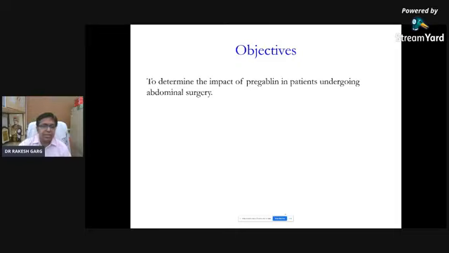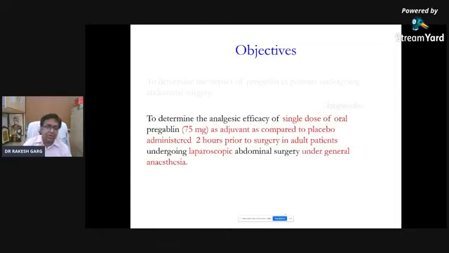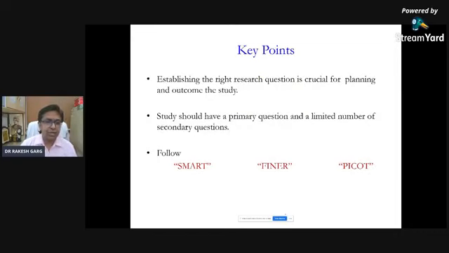Now, similar to the objectives, say we say they determine the impact of pregabalin in patients undergoing abdominal surgery. So this type of objective again will not be complete. It is imprecise. Probably a good objective here would be to determine the analgesic efficacy of a single dose of oral pregabalin, because we know that dose affects the outcome, as compared to placebo. We are specifying the comparator because pregabalin is not routinely used, so placebo is allowed. Administered 2 hours prior to surgery in adult patients undergoing laparoscopic abdominal surgery under general anesthesia. So this means your objective should be very crystal clear, and it should have all the components that do not leave ambiguity. And this is what we are looking for. So till this point, we are saying that we are looking for a good clinical research question with predefined aims and objectives, and you should follow SMART, FINER, and PICO.